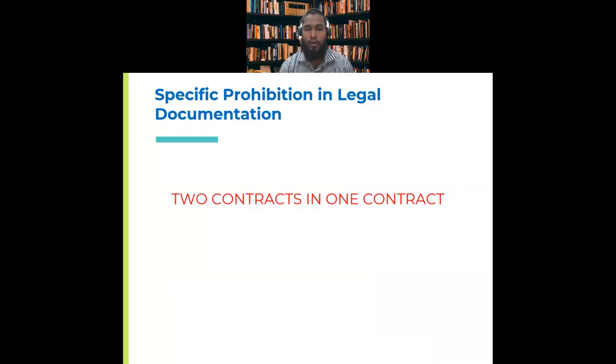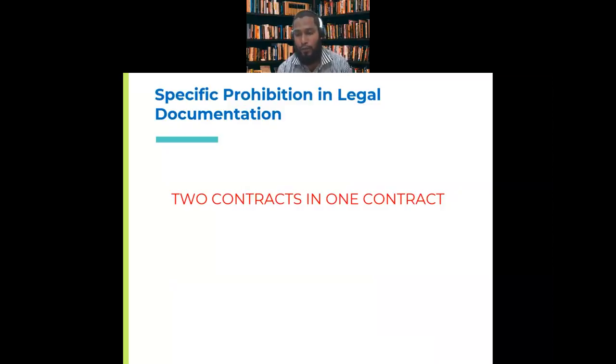Even if we do one after another, there are also certain prohibitions. Like we cannot combine a sale contract with a loan contract. So you cannot say, I loan you this on the condition that you buy my product. This is prohibited because I am taking a kind of benefit because I am giving a loan to you.